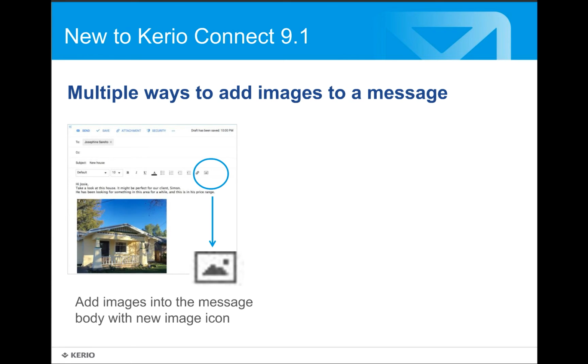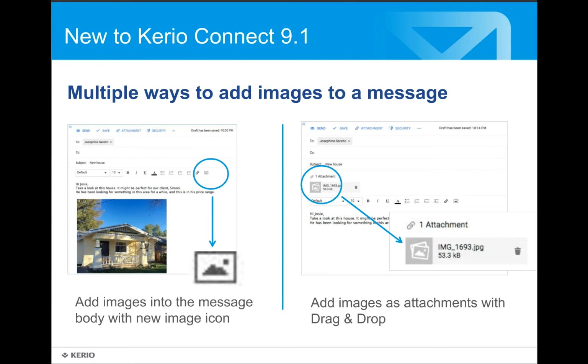You can add images directly inline in the message body, and you can do that by clicking on this new image icon. Then you can find the image that you've already got, and it will appear directly inline in the message body like you can see here.